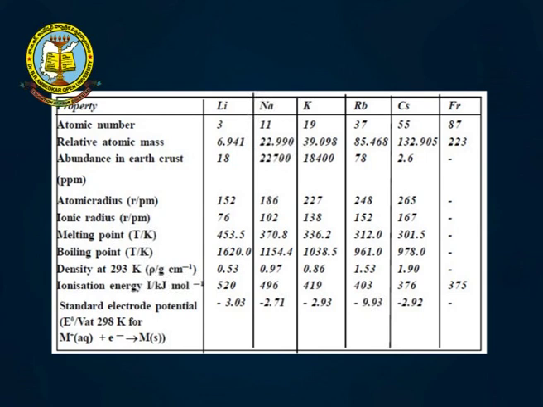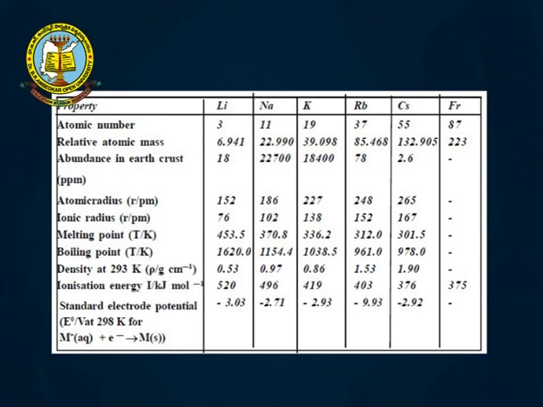And after that, the second most abundant element in group 1 is potassium, and it is available in the value of 18,400 here. Later, the next abundant element is rubidium, and its value is 78, and then cesium. The cesium abundance value is 2.6 here, and francium is not available in the earth's crust. That's why you can see these abundance values of the particular group 1 elements here.